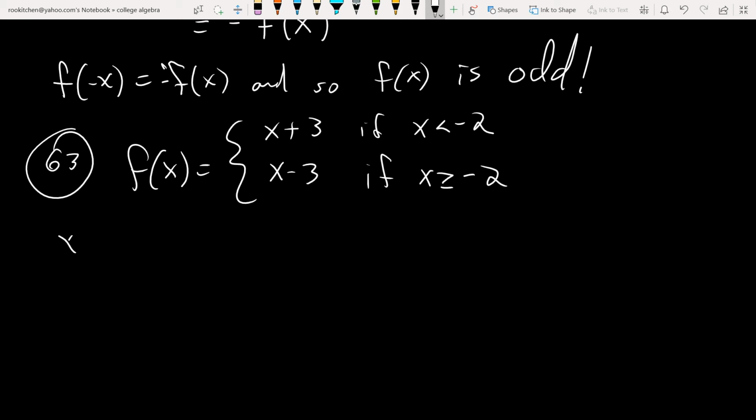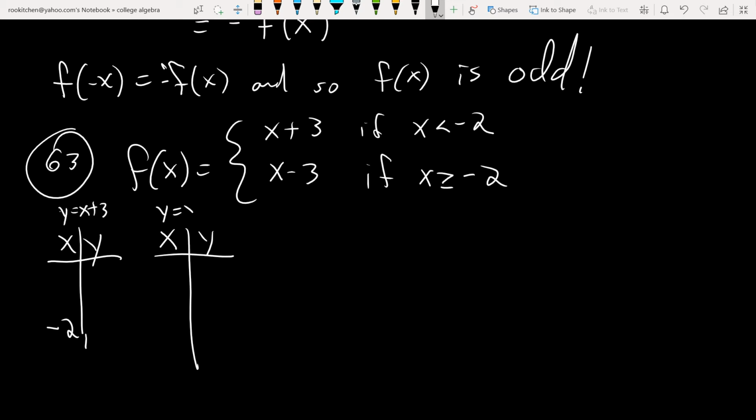So you can do some t-tables, and for the parts, you want to include the x value negative 2, where the two parts meet each other. So I'm going to include negative 2 as one of the values in my tables for these functions. The first one is y equals x plus 3, and the second one is y equals x minus 3. And so I've got to include negative 2 here. If it's a less than without the line underneath, you're going to use an open dot. If the line is underneath the inequality, then you're using a closed dot. Let me get some extra points here now.